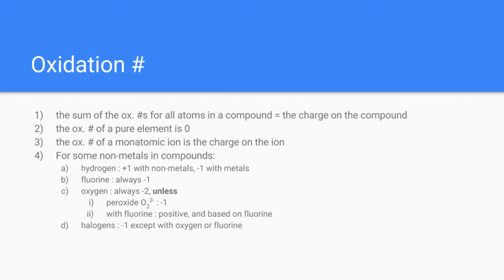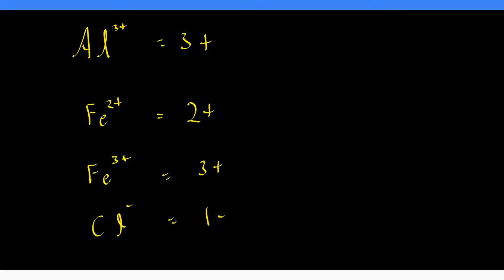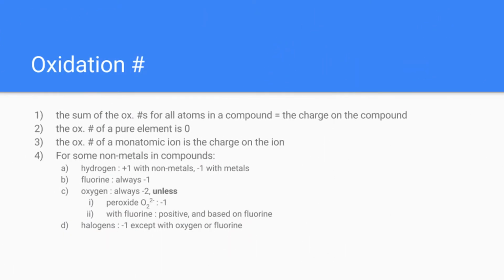Next up, we have our monatomic ions. That means a single atom with an ionic charge. Nice and straightforward. So aluminum 3+, just a 3+ oxidation number, or +3. Iron 2 is 2+, iron 3 is 3+, chloride is 1 minus. It doesn't matter what the charge is, it's the element all by itself with a charge, that's the oxidation number.